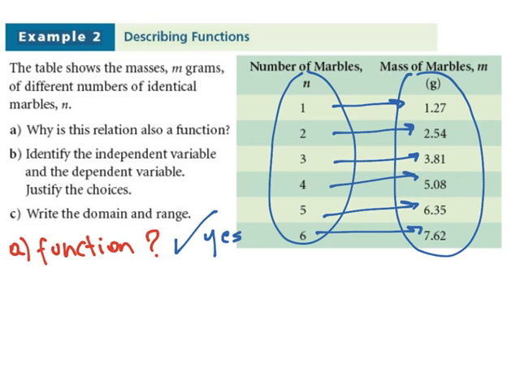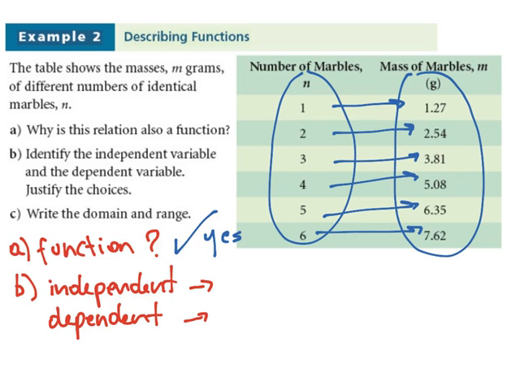Now let's talk about the independent and dependent variables. If we look at the table, we notice that one marble is 1.27 grams. 2 marbles is double it, 3 marbles is triple it, quadruple it, multiplied by 5, multiplied by 6. So the mass of the marbles is dependent on the number of marbles.